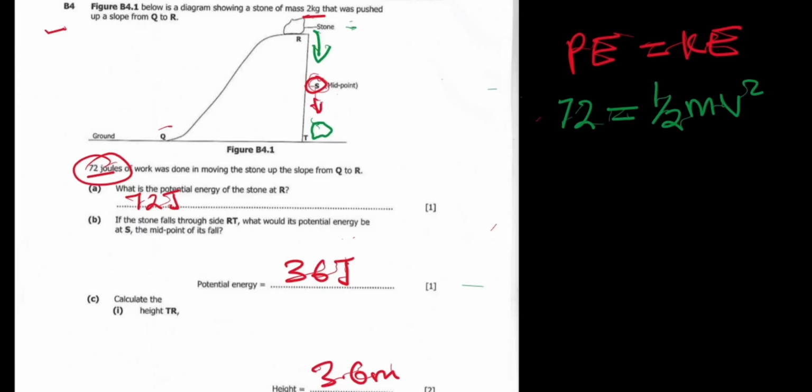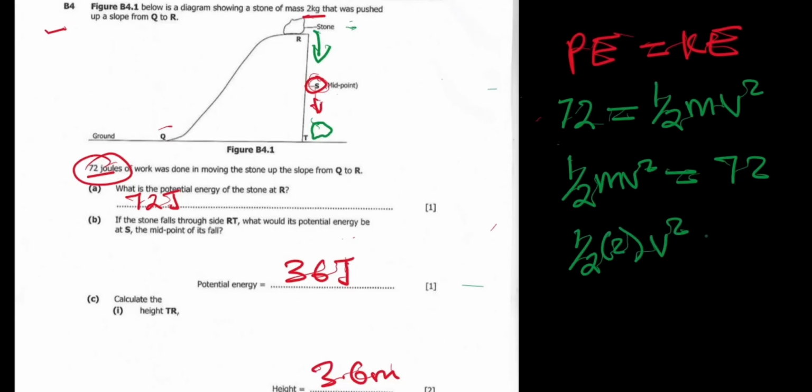So at this time, all you have to do is write half mv squared on this side to make our calculation easier. Now, what is the mass of this particular stone? Because where there is m, we can replace it with mass. So our m there is actually 2, and this is going to be v squared is equal to 72. Now you can cancel 2 here. You're going to remain with v squared is equal to 72.